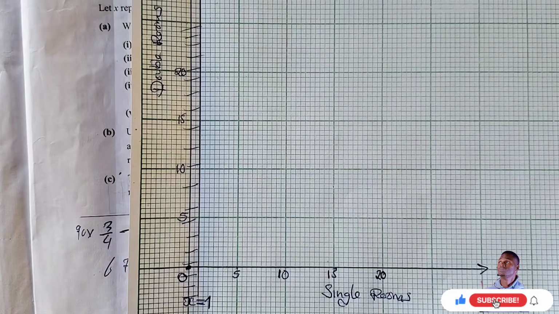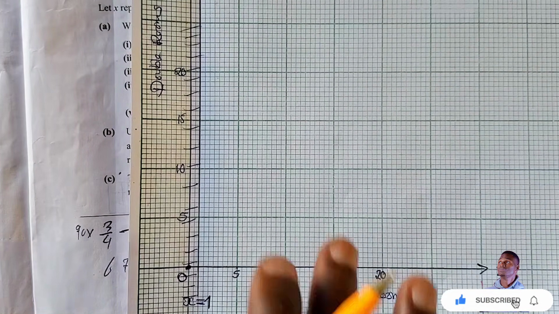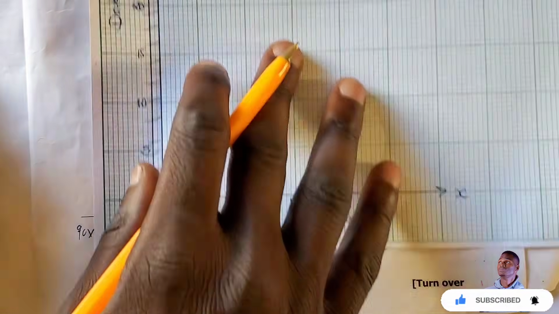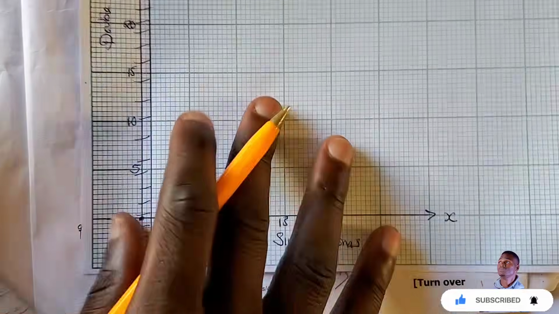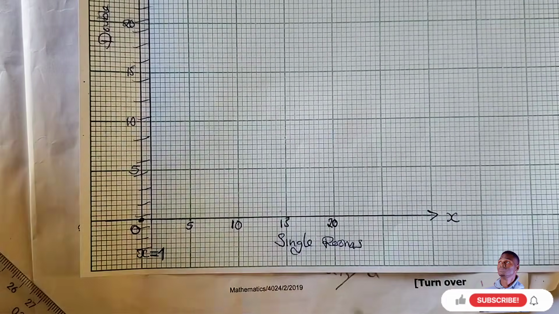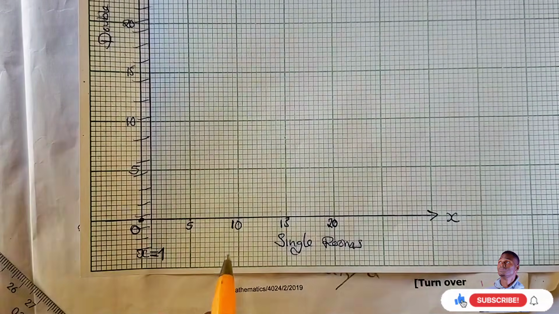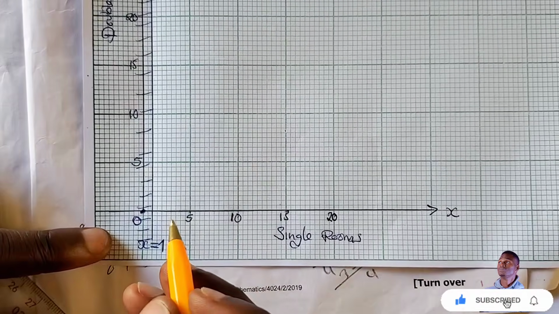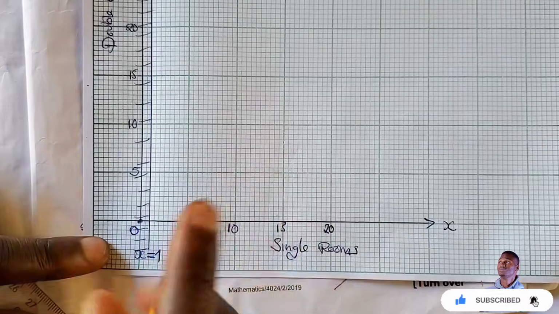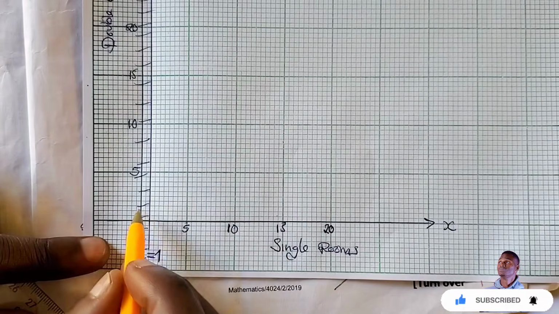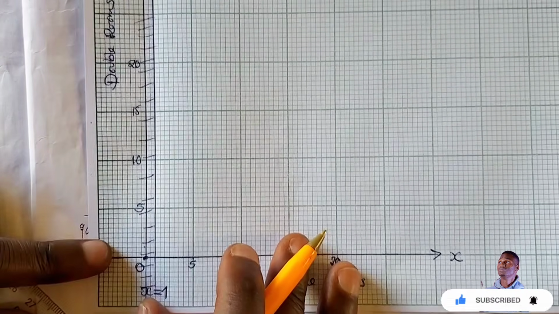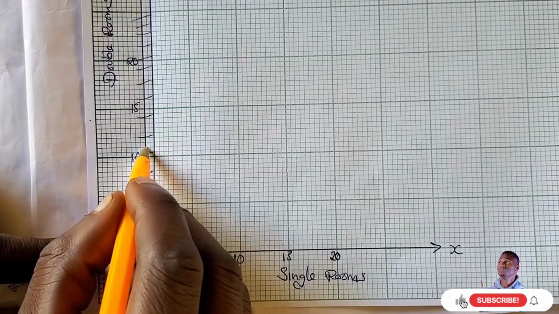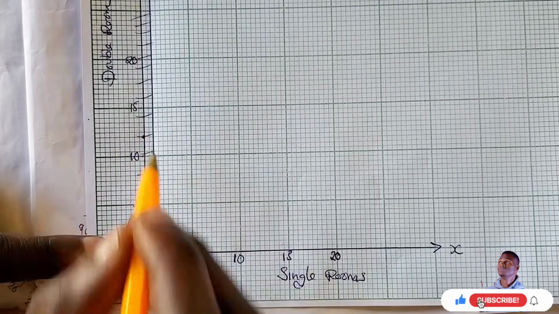Next is y is equal to 12. Okay, y is less than or equal to 12. So you're going to go where 12 is. Since they have the same units on both axes, it means 2 boxes is 1. So don't start counting 1 from here, please. You know where 10 is. So start from 10, 11, 12 here.